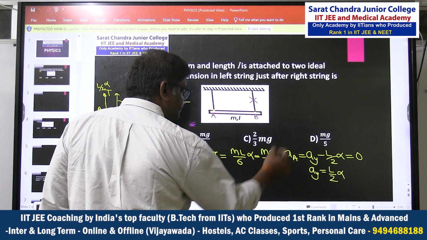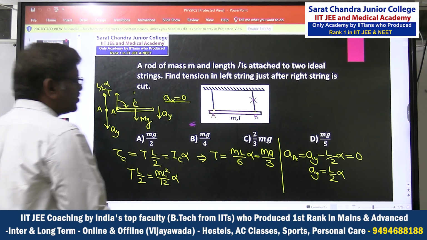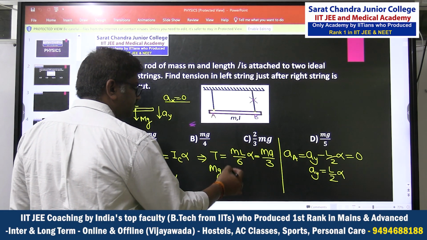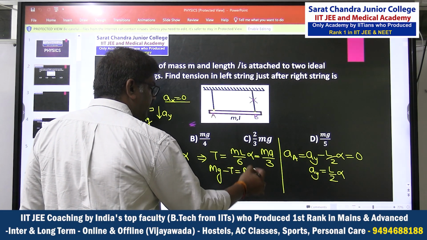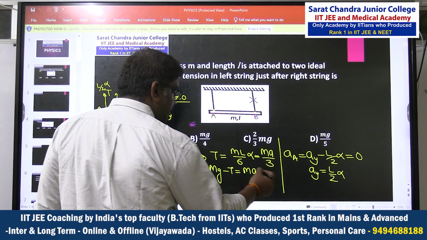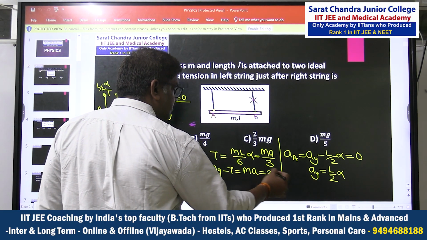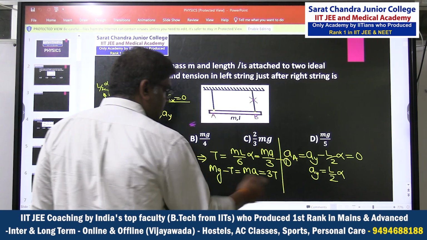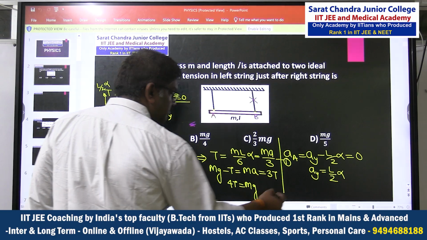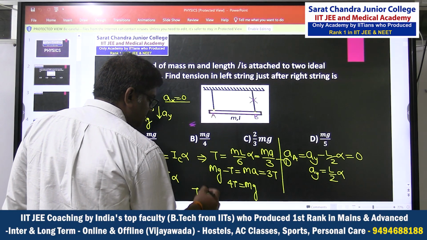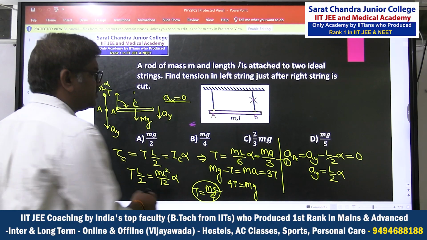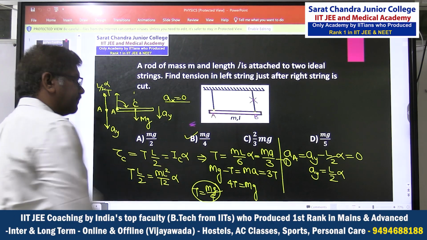So in this equation, I can replace L alpha by 2 Ay, which gives me ma by 3. Now the second equation, the force equation, will be mg minus T equals m into a in the vertical direction. Now we can simply replace this ma by 3T with the help of equation 1 and get 4T equals mg. That's why T equals mg by 4. So this is the answer of the first one, mg by 4, option B.